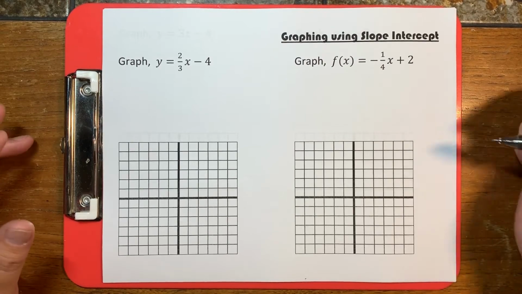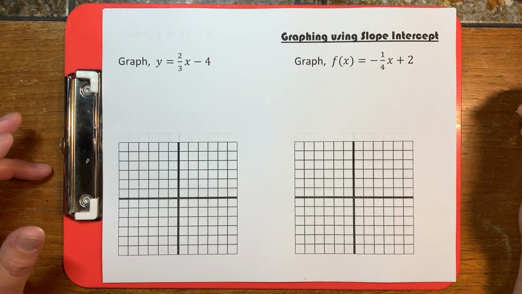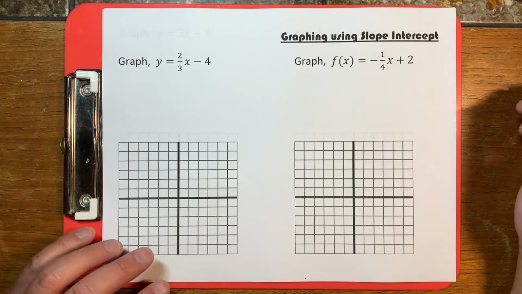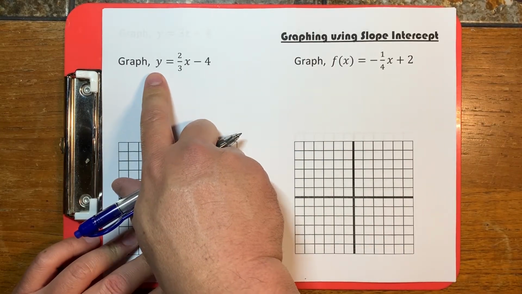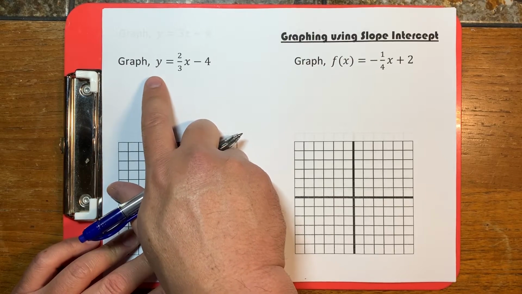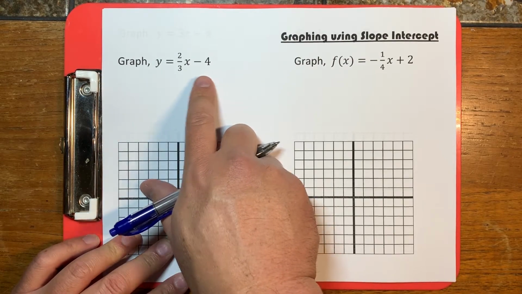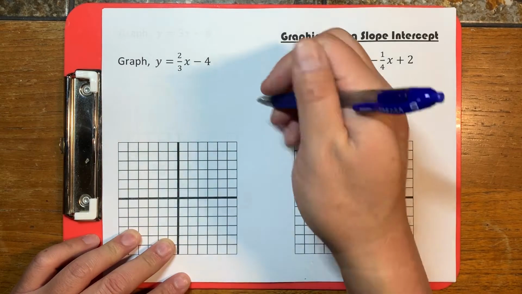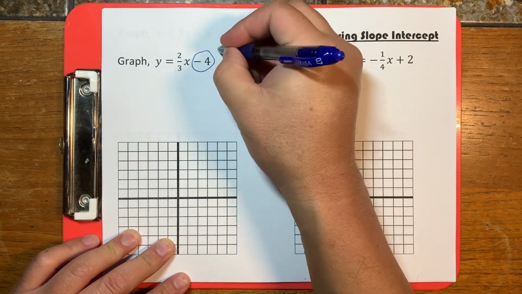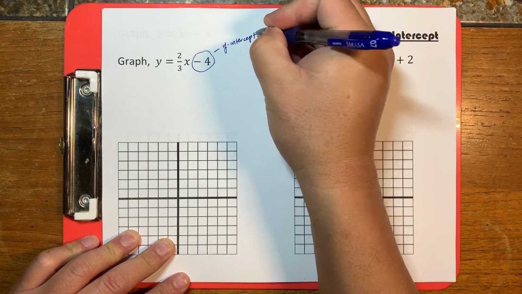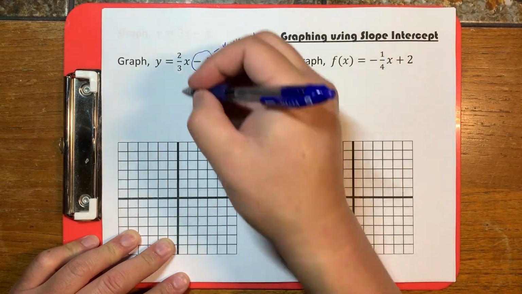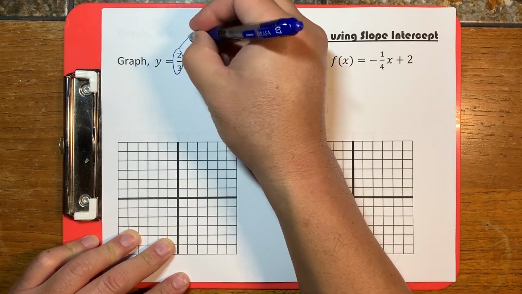What we're learning in this video is how to graph lines using the slope-intercept equation. Anytime we have the y isolated in a line equation, where we have y equal to something x plus a number, this is in slope-intercept form. This number over here is the y-intercept. And the coefficient in front of the x is the slope.